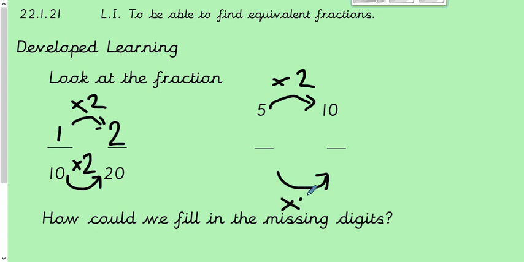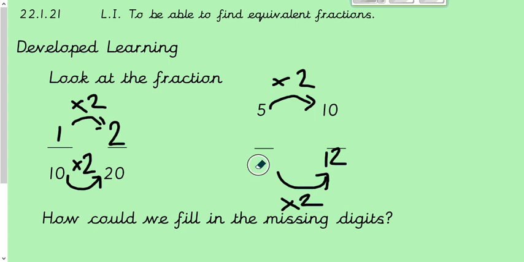And again, we haven't been given any denominators. So we just have to put our own one in and then times it by 2. So we need to make sure it's a number bigger than 5 because it's the denominator. At the moment we're looking at fractions where the top number is lower than the bottom number. So we could do 6. 6 times 2 is 12.